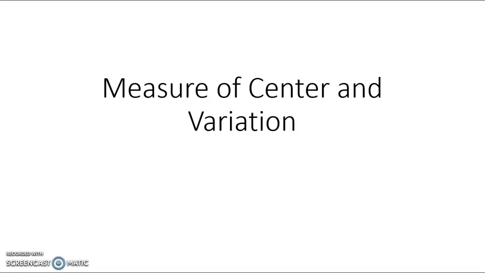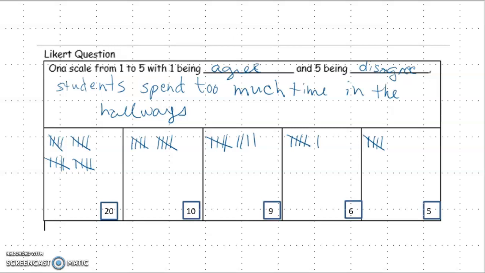In this lesson, we will look at our Data About Us project and how to find measures of center and variation with our data. So I'm going to start with just the Likert question data. You're going to be repeating this process with the numerical data also. These are my tally charts from our survey. Remember, this is my data. You would have different numbers.